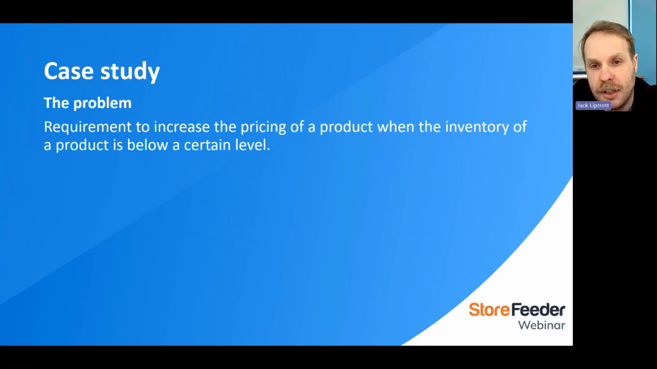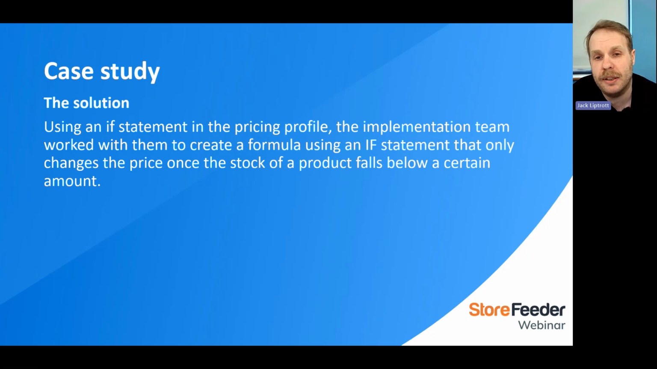So right, let's have a look at a case study of how a customer has used pricing profiles to overcome an issue they had. They had a requirement where they needed to increase the pricing of a product when the inventory of a product went below a certain level. So in this case, if the stock of the product was less than 10, they wanted the listing price to be increased by £5. We'll look at it in implementation, and because pricing profiles work with Excel formulas or something similar, we decided you could have an if statement that changes the price of the listing once the stock of the product falls below a certain amount.